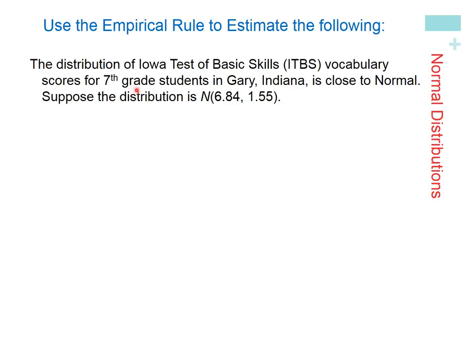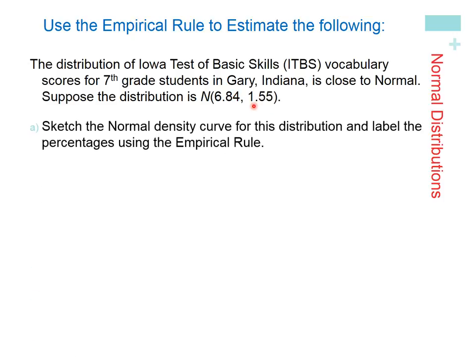So let's just take a look at your Iowa test scores. We had this on a previous slide. So the distribution of the vocabulary scores for seventh graders, we said, was close to normal. Now remember, it says the distribution is, here's our shorthand way, because in mathematics we always want to make stuff a little bit shorter, approximately normally distributed. Remember that this is your mean and this is your standard deviation. So 6.84 is your mean, 1.55 is your standard deviation.